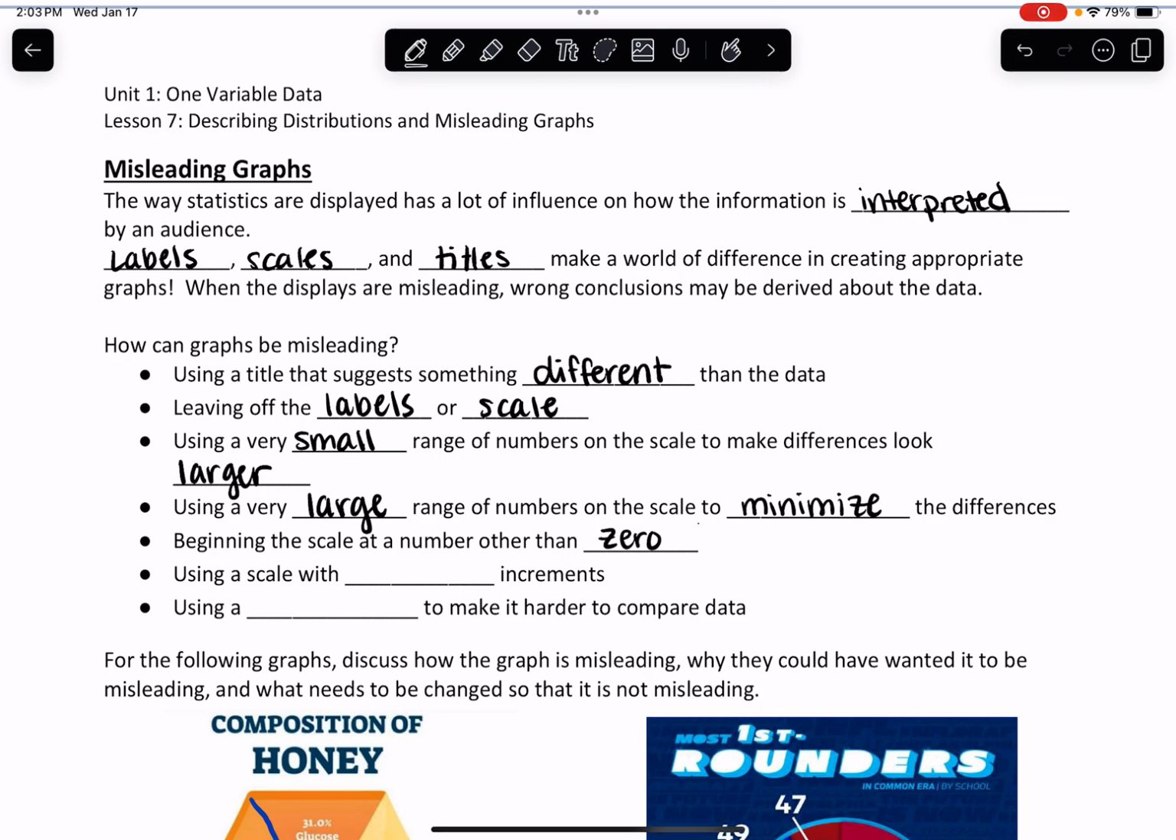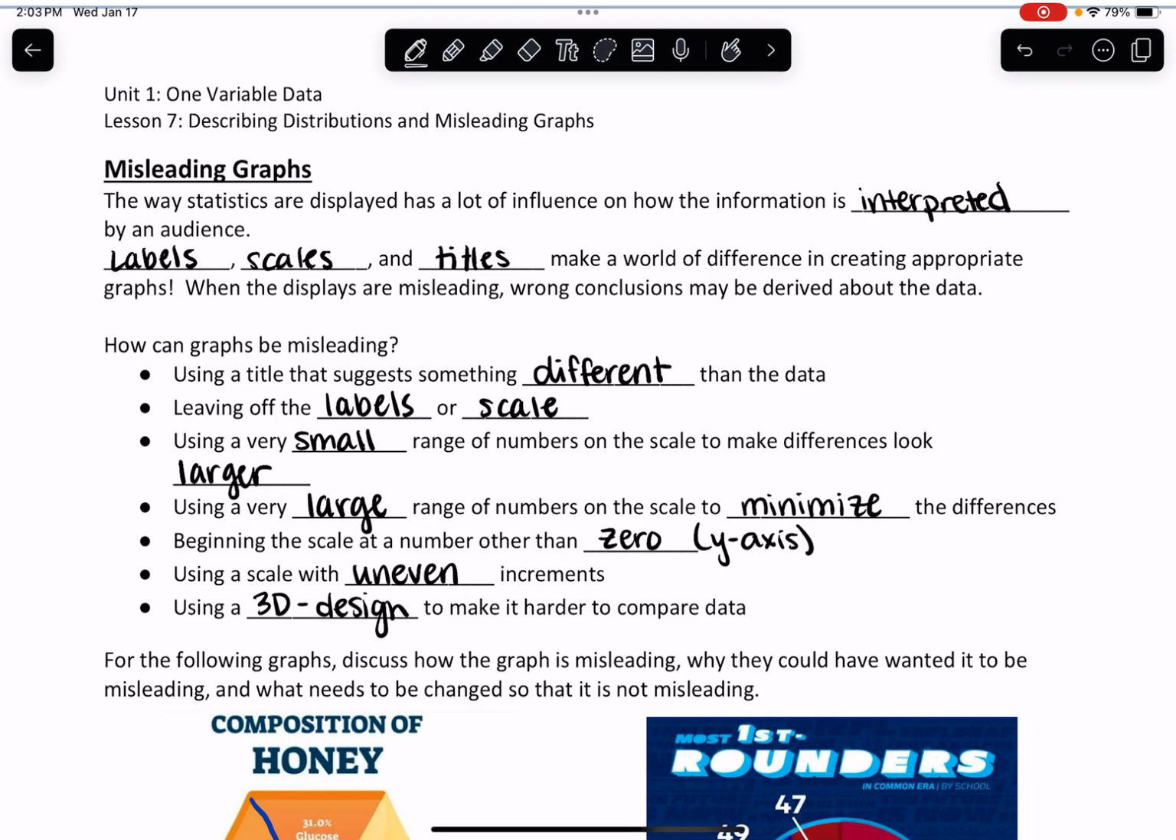And when we look at this, we're specifically looking at our y-axis, because we can always use the heartbeat break for our x-axis. We cannot do that on the y-axis. They might use a scale with uneven increments. Or they might use a 3D design to make it harder to compare different pieces of information.